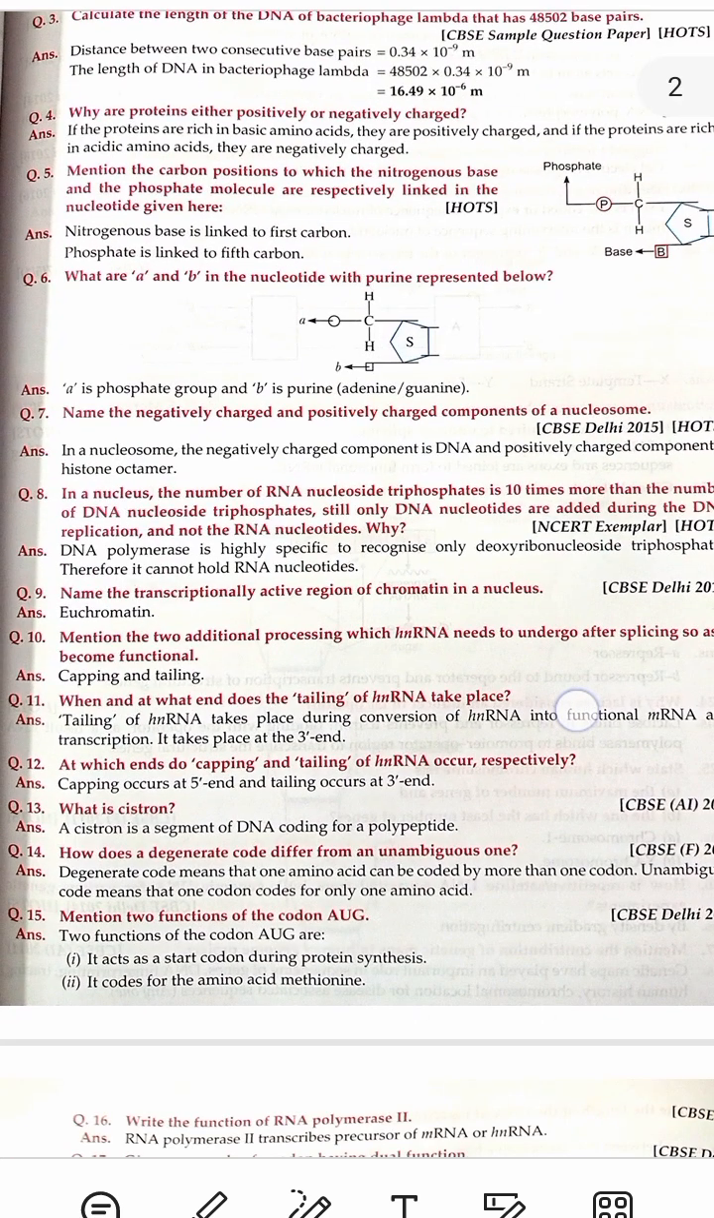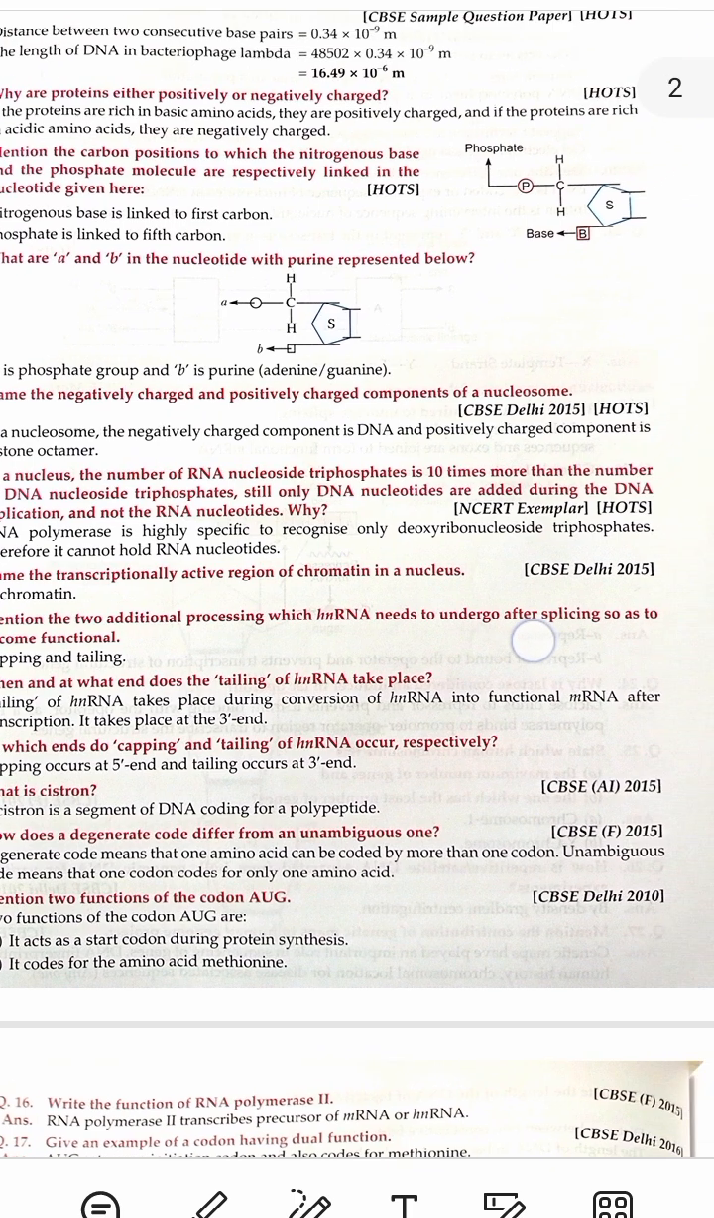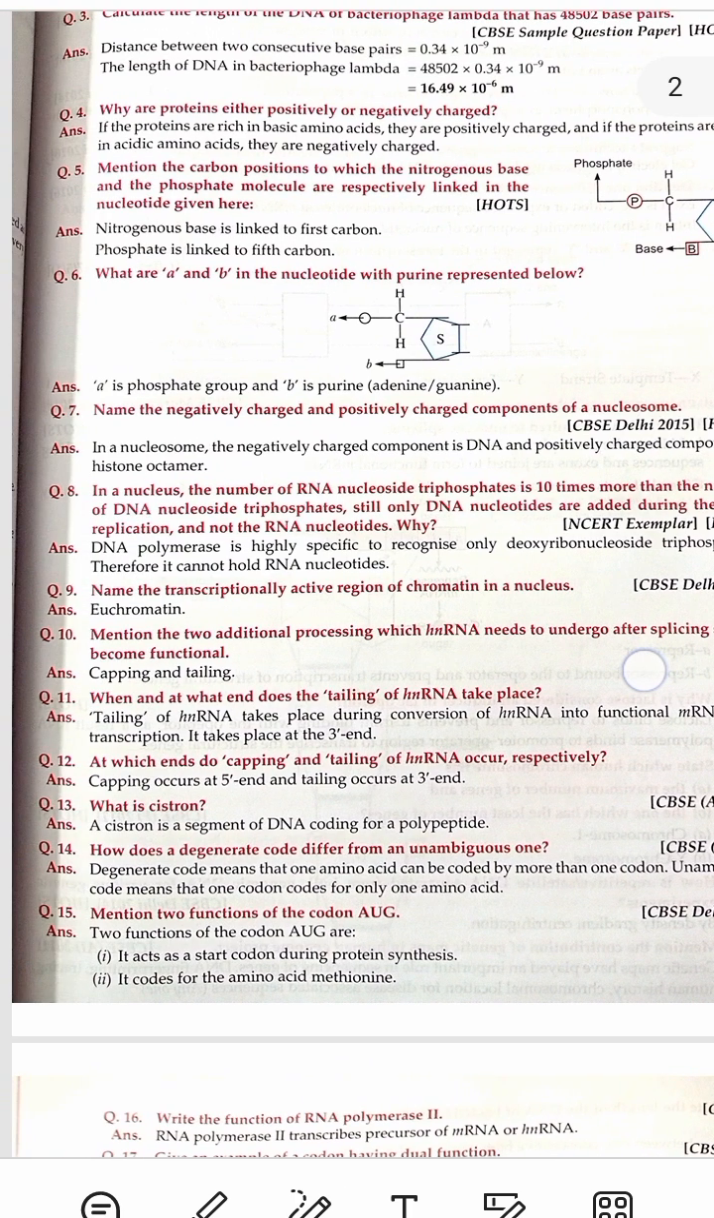Next, question number 4. Why are proteins either positively or negatively charged? So, dear students, if the proteins are rich in basic amino acids, they are positively charged, and if the proteins are rich in acidic amino acids, they are negatively charged.